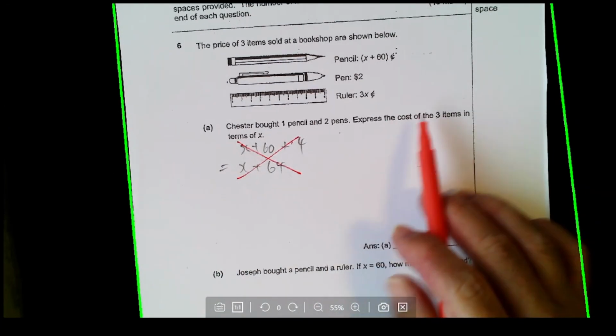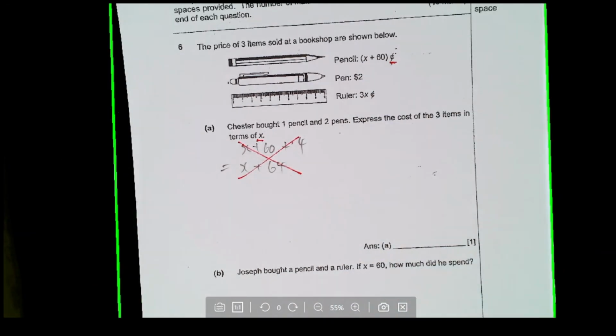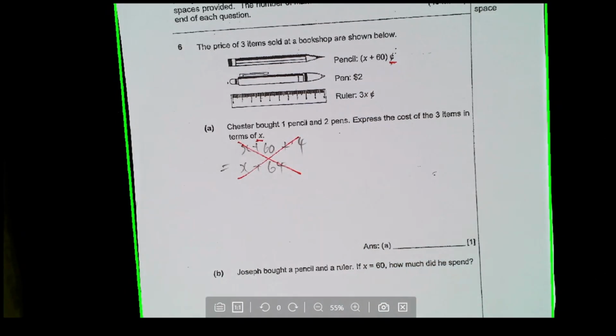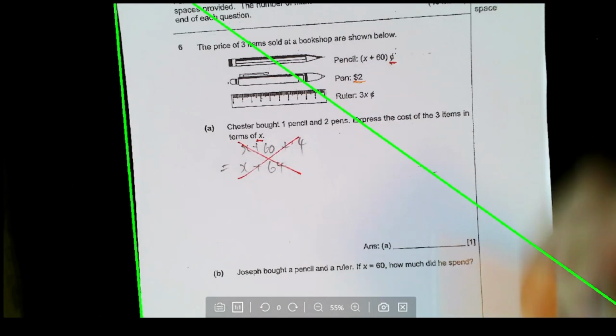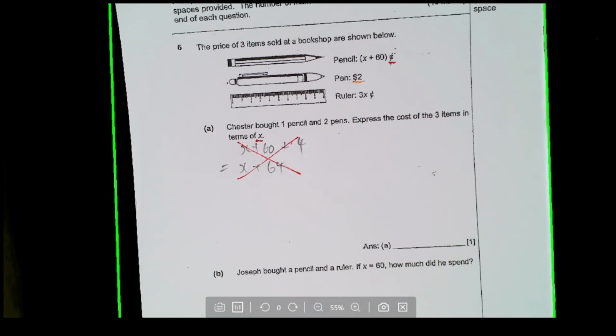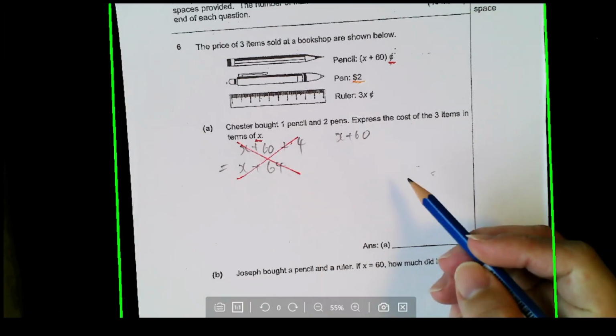Express the cost of items in terms of x. x is in cents. Okay? x in cents. So you have to change everything to cents. This, you have to change dollars to cents. So let's try again. 1 pencil is x plus 60 cents.